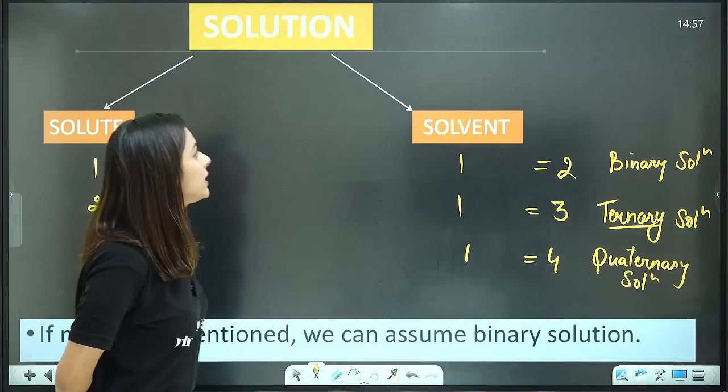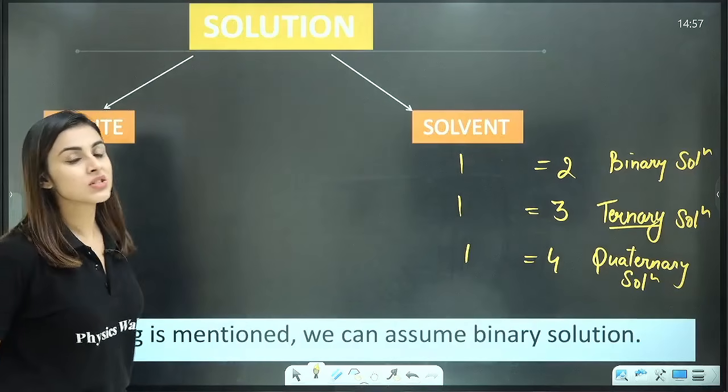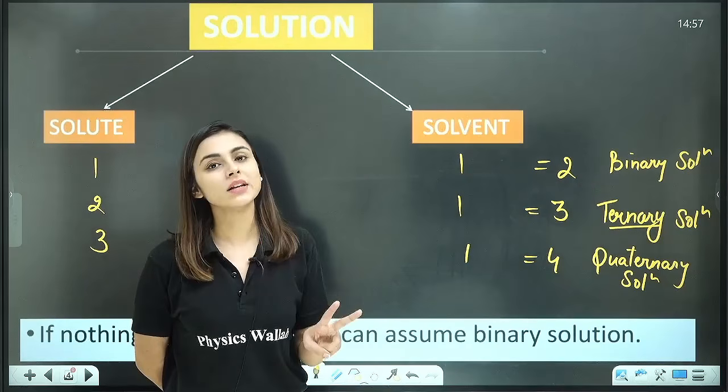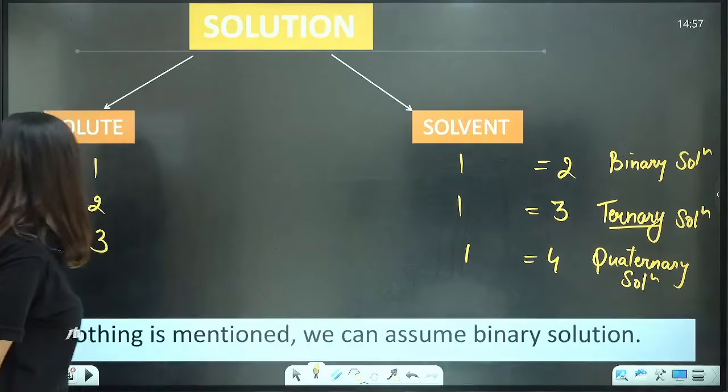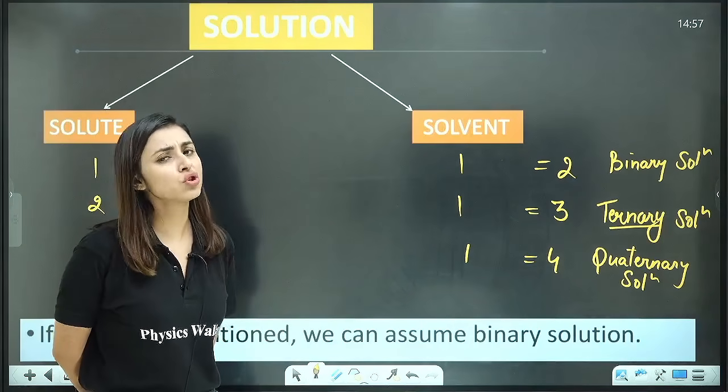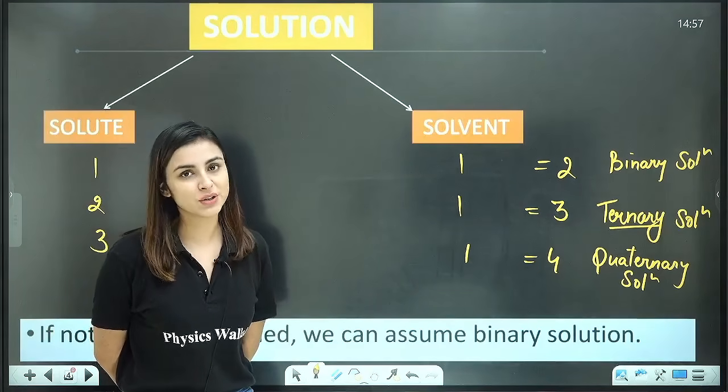Okay, whenever it is not mentioned in the question, just consider it to be a binary solution. You have one solute and one solvent. So it is written here: if nothing is mentioned, we can assume a binary solution, and most of the cases are binary solutions.